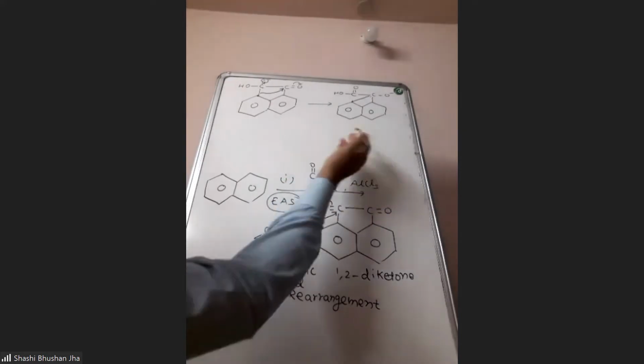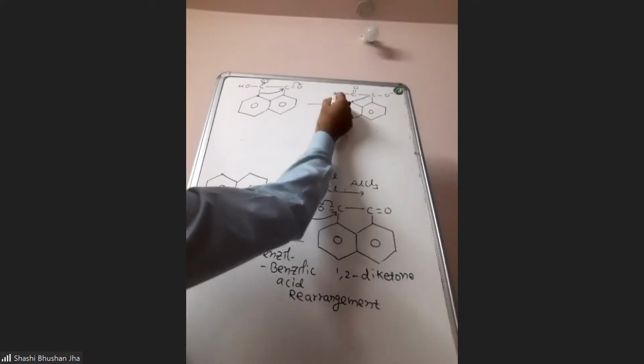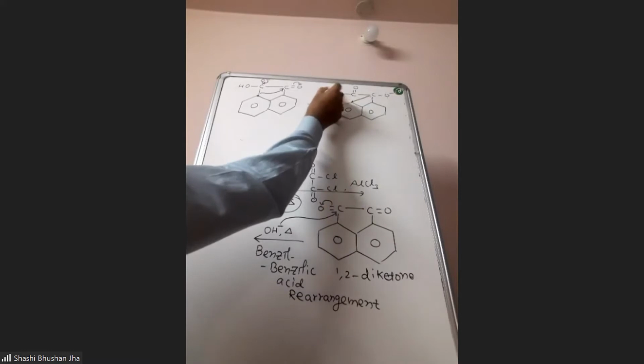And after that, the next step is known to you. There will be internal proton transfer. This O minus will take H plus from here, so it will become OH. Here you will have a negative charge, it will become COO minus. Then finally, when you do acidification, that COO minus will also become COOH.